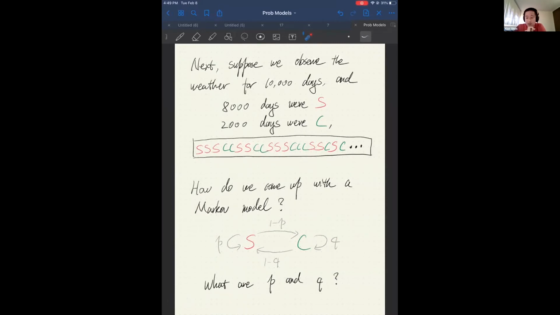So next, okay, let's see, we're almost out of time. So for the next part, suppose we do things in reverse, right? In the previous part, we were given a Markov model, and then we found out its long time behavior. And in this case, suppose we have some kind of a data set, right? So let's say we observe the weather for 10,000 days. Let's say 8,000 of these days were S and 2,000 of these days were C. So it's a data set like this. So how do we come up with a Markov model? How do we determine the probabilities P and Q for which essentially the particle jumps?